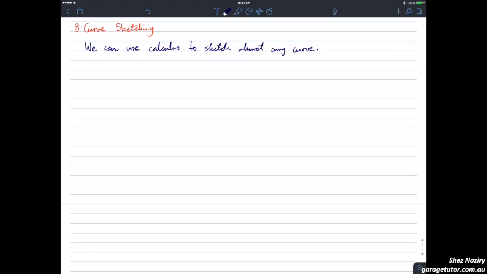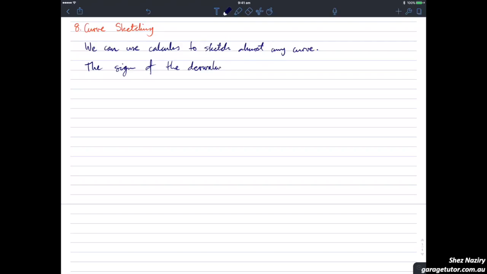Okay. Now the idea behind this topic is that we have certain features that we need to be aware of, and before we begin the actual curve sketching, we need to observe certain behaviors of the tangent. Okay, so let's have a look at what I'm talking about. The sign of the derivative is what we're going to look at.